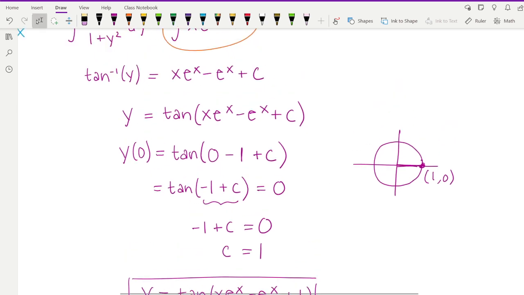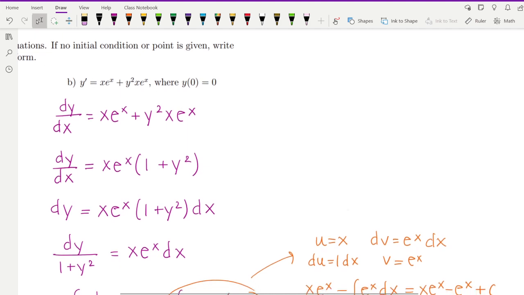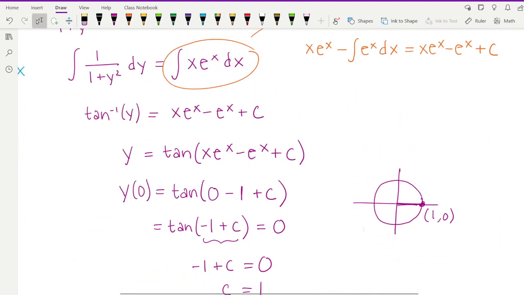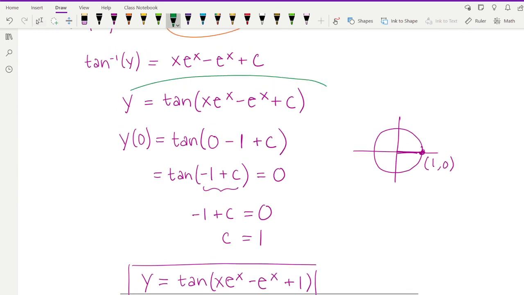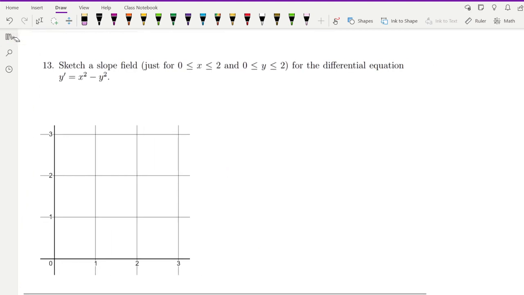We found that the differential equation y prime is equal to x times e to the x plus y squared x e to the x had a solution of this, right? Tangent of x e to the x minus e to the x plus c. And so this plus c means that you have a variety of different solutions, right? There are lots of different possible solutions, and really to pin one down, you need a little extra information. And so the way you can think of slope fields is basically this kind of visual representation of what all of those different solutions could look like.